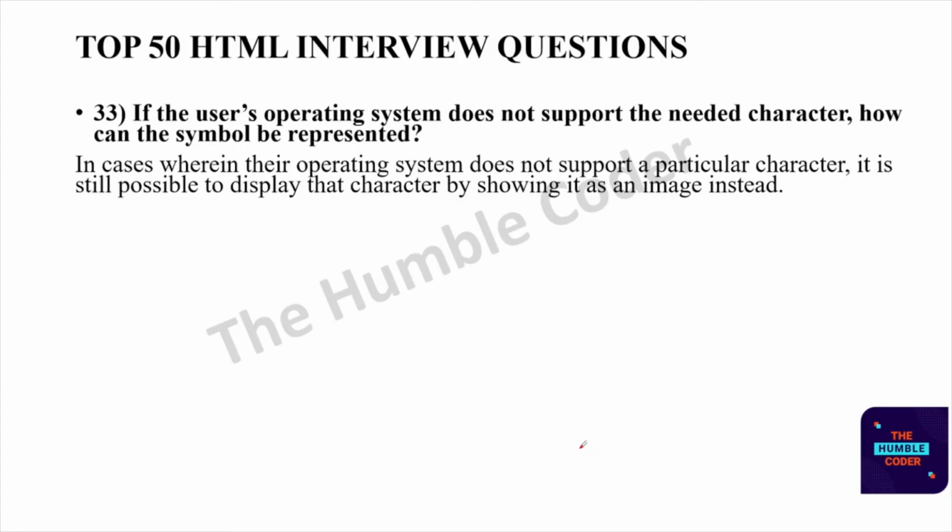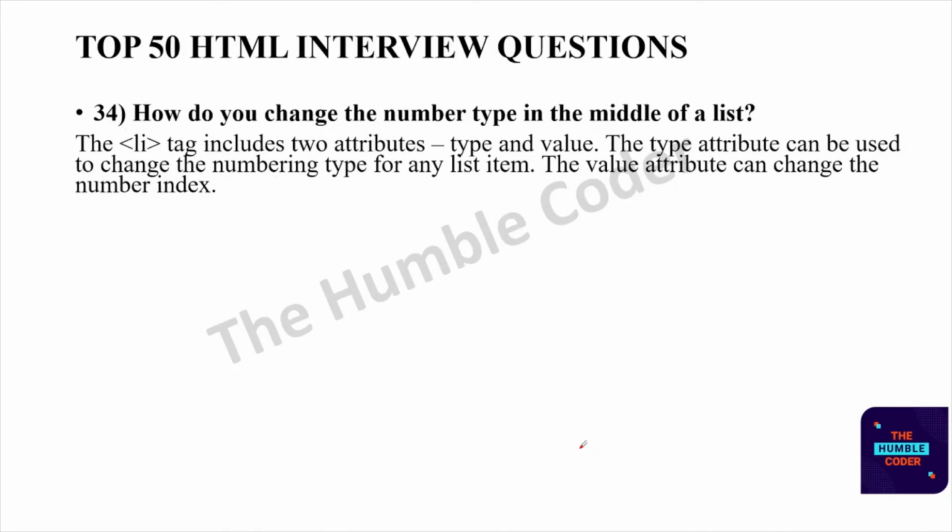Let's move on to the next question now. How do you change the number type in the middle of a list? The list tag includes two attributes, that is type and value. The type attribute can be used to change the numbering type for any list item. The value attribute can change the number index.